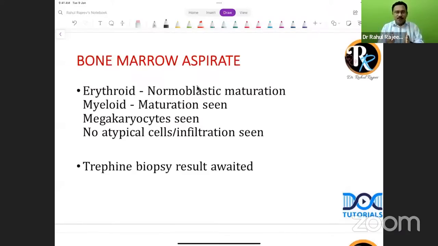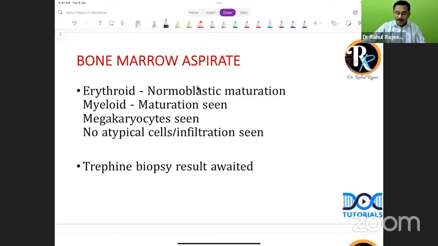So we went for a bone marrow study. Whenever you do a bone marrow study, you first do the bone marrow aspirate. Then you take a piece of that bone and send it for the trephine biopsy, which is a more detailed study. The bone marrow aspirate is prepared from the aspirate material. You put it onto a slide and see under the microscope. For trephine, you take that bone piece, send it to the pathology lab and get a trephine biopsy. Anyway, the bone marrow aspirate was normal.